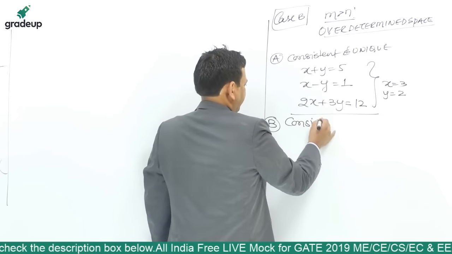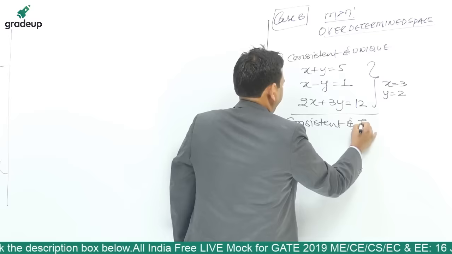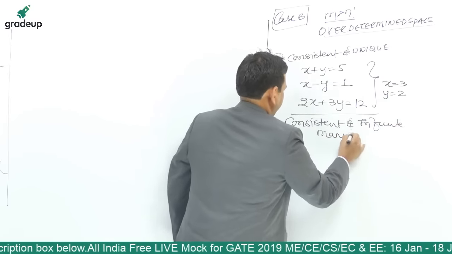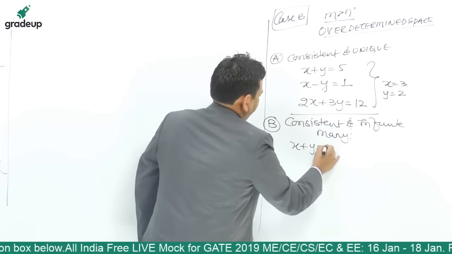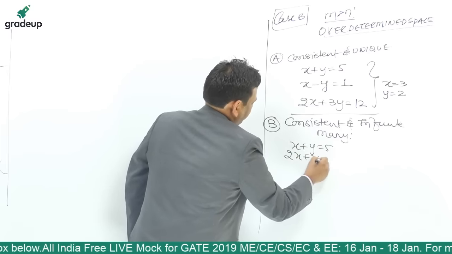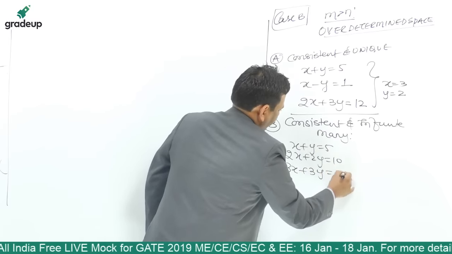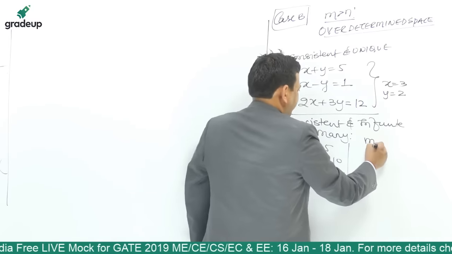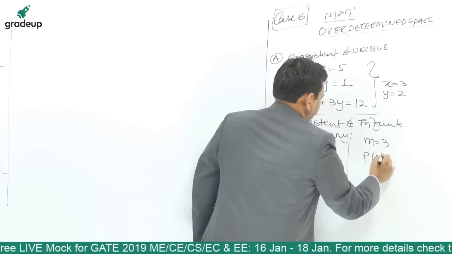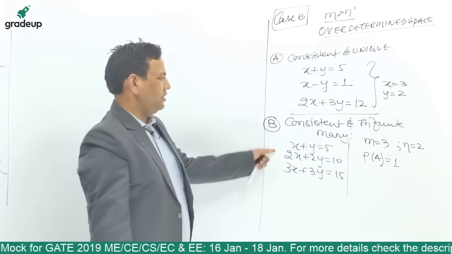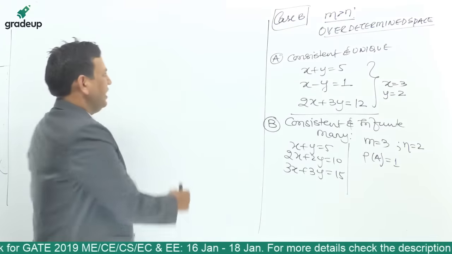B, consistent and infinitely many. So we will say x plus y is equal to 5, 2x plus 2y is equal to 10, 3x plus 3y is equal to 15. So the number of equations is 3, but the rank is equal to 1. Number of variables is 2. Okay, so this is the infinitely many case.